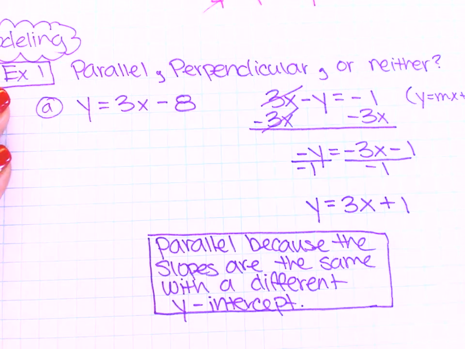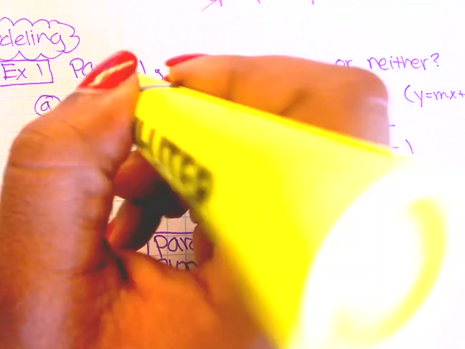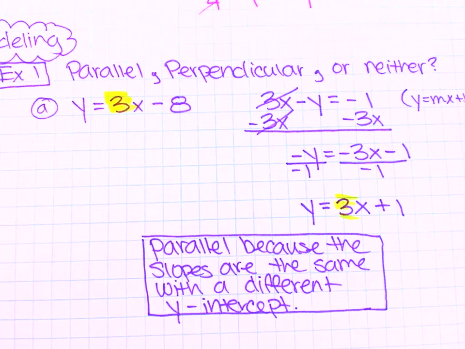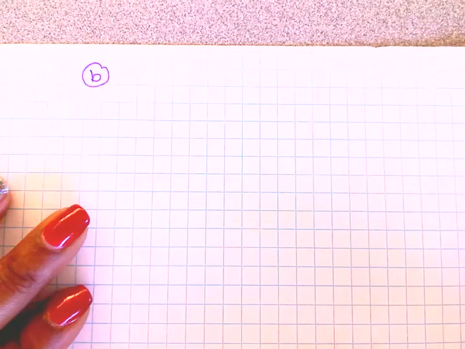Now remember, the part of this that's Common Core is explaining why we know that. So again, when you look, just make sure you identify the slope here is 3 and the slope here is 3. So if they are the same, it's parallel. Easy enough, right? Yes. I think so. Thank you, Elizabeth. Alright, let's try letter B.